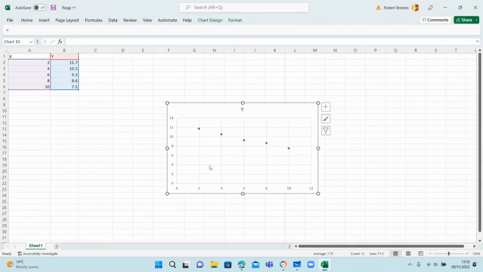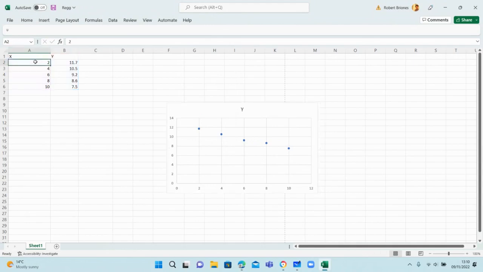Okay. So in particular, if you have the value X equals 2, the value is 11.7, and it is approximated by this point. When X is equal to 4, the value of the Y variable is 10.5, and it is located here. It is approximated by this point. So this actually is the scatter plot for our table of values between X and Y.